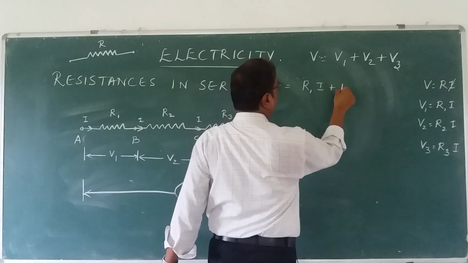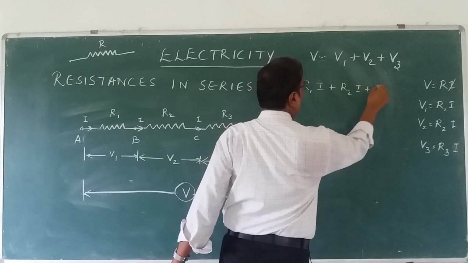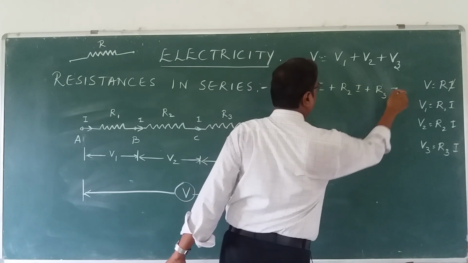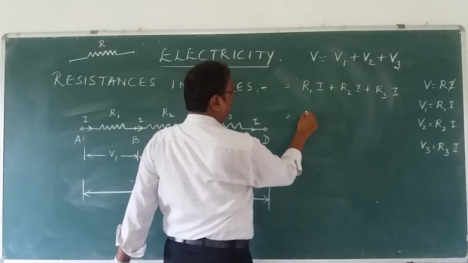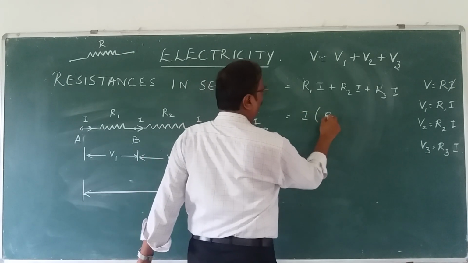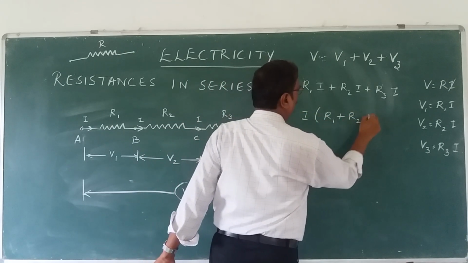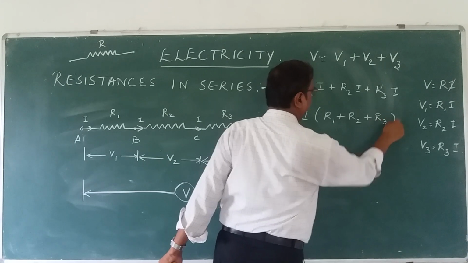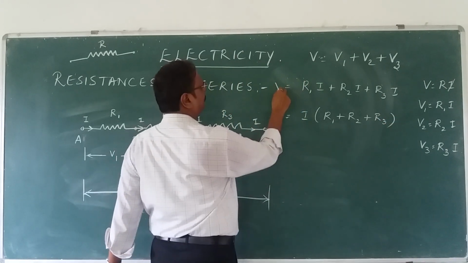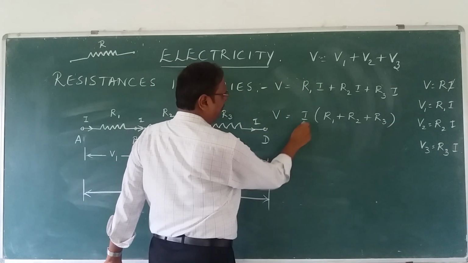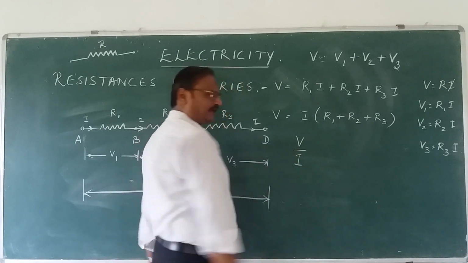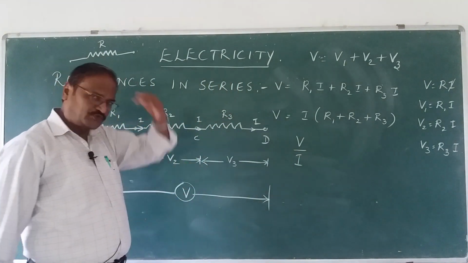R1I plus R2I plus R3I. I being common, I can take it out: (R1 plus R2 plus R3). This is V. Now, V upon I. What is V upon I? That is resistance, Ohm's law.